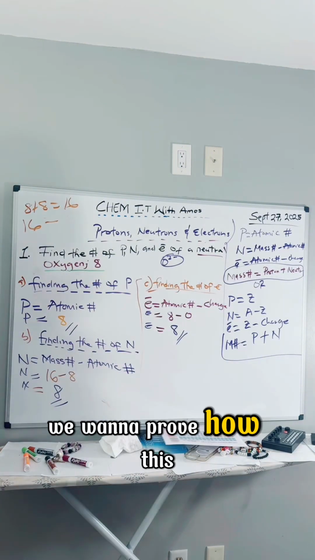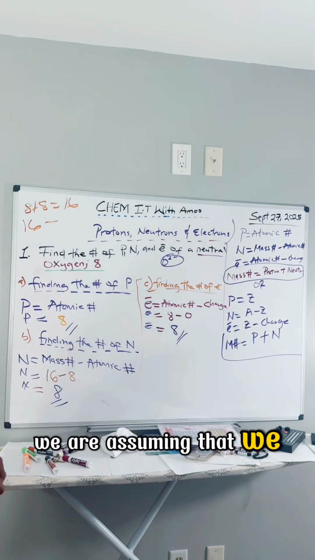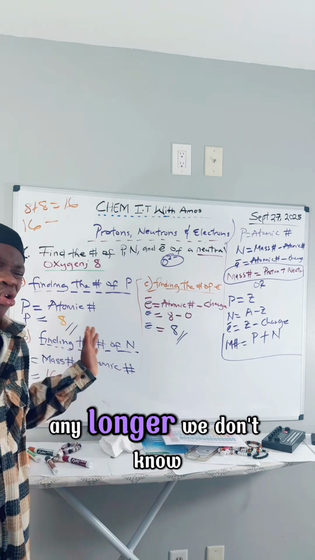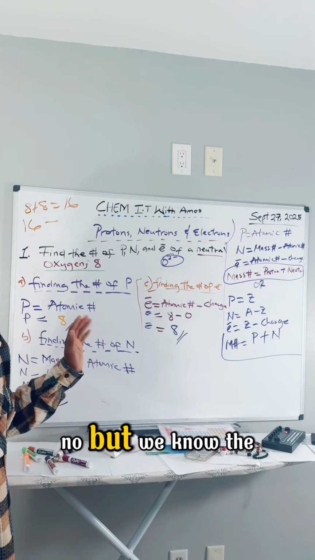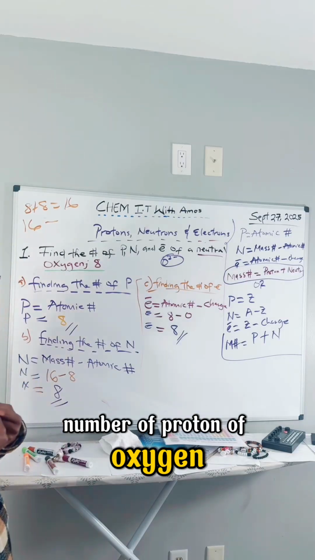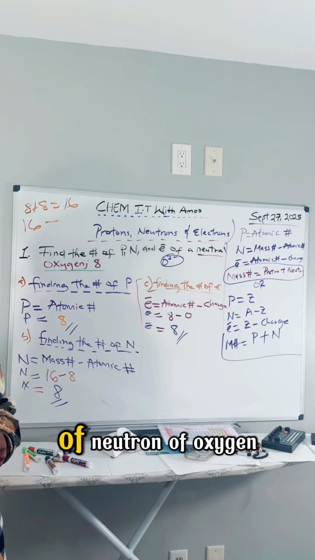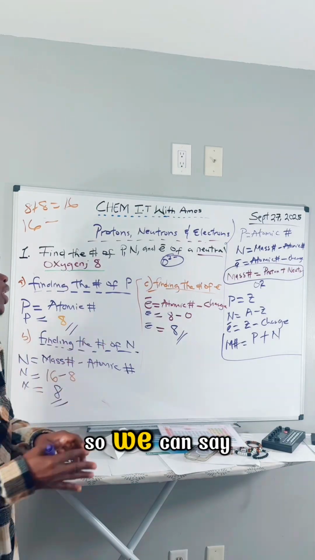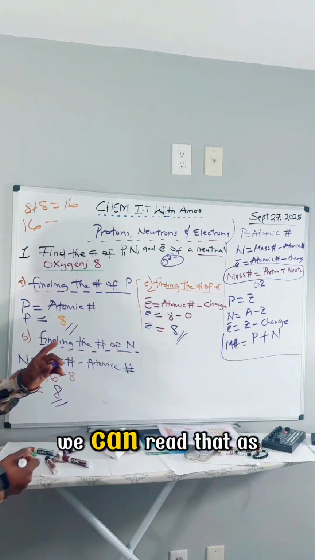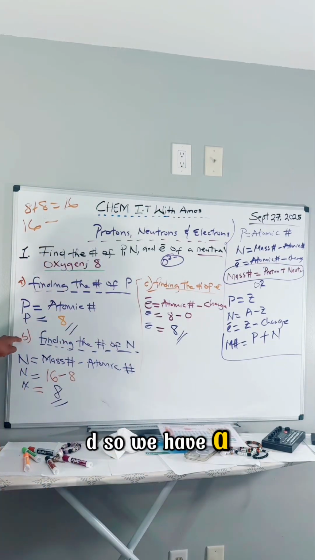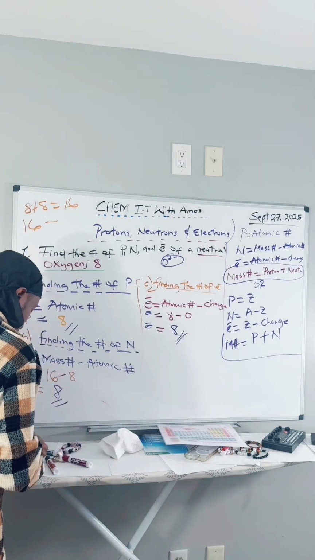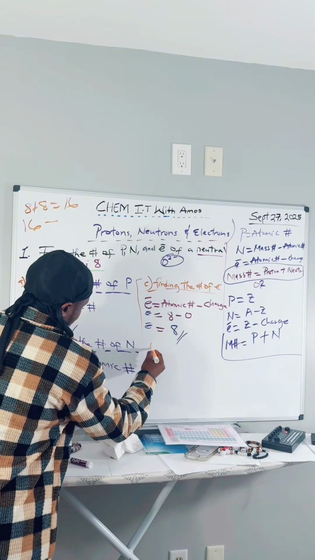We are assuming that we don't know the mass number of oxygen any longer. We don't know that, no. But we know the number of proton of oxygen and that of the number of neutron of oxygen. But the mass number, we don't know that. So we can make that as D. Say we have A, B, C now. We will say D right here.